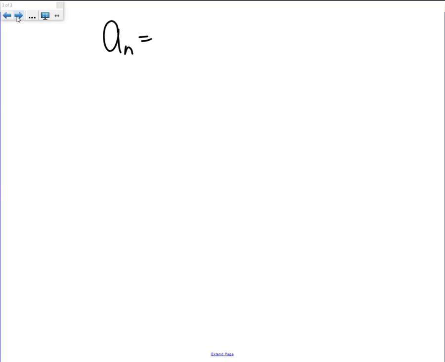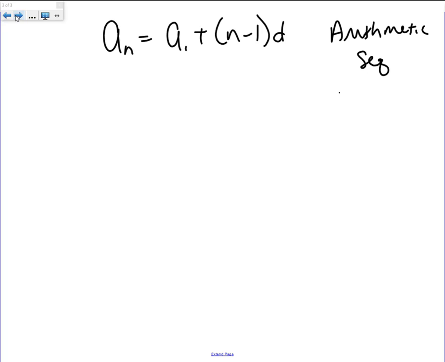This right here is what we call a general term. All right, so we have an arithmetic sequence, general term.